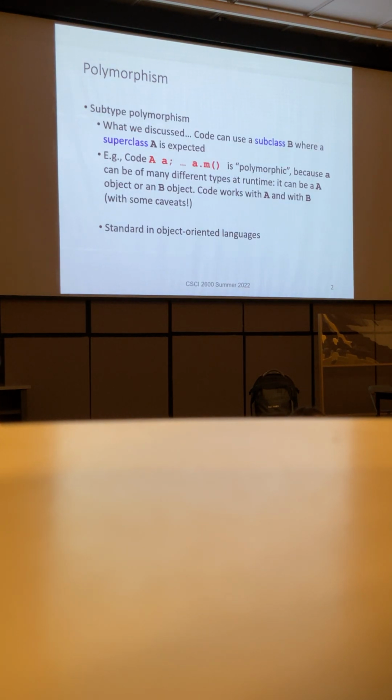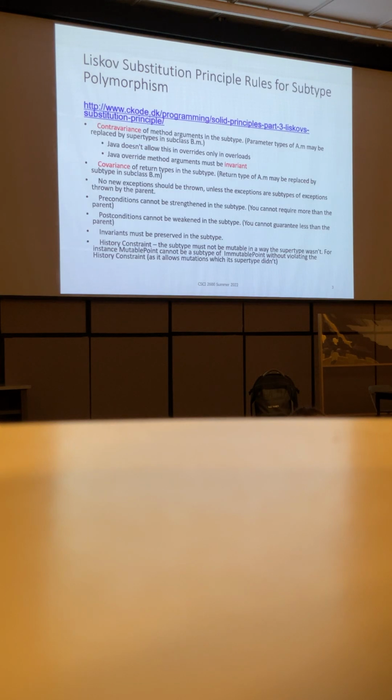All right. Subtype polymorphism, and this is just a few review slides for what we already covered. This is a list of rules that make up the Liskov substitution principle. Remember, covariance for the return types, contravariance for the parameters, and contravariance for parameters is not supported by Java, but in some other languages it is.